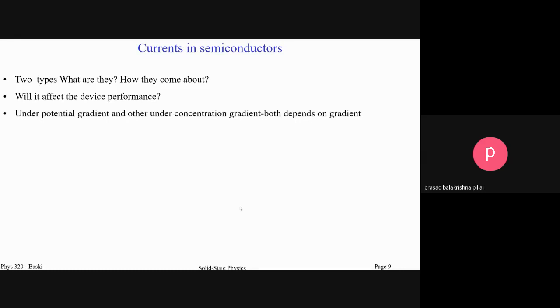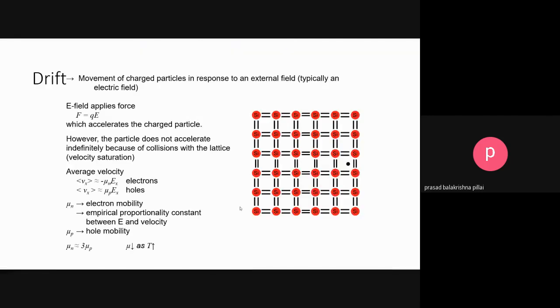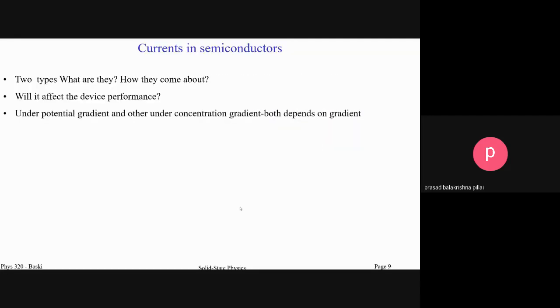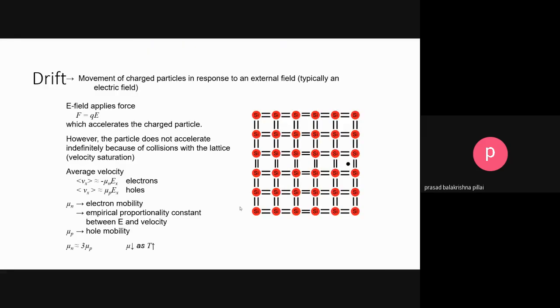So these two cases we generally consider. In one case you have a potential gradient, that means an electric field is applied. In the other case there is no need of any electric field; a concentration gradient is maintained, and then also there can be a current flow. So these are the two types of currents in semiconductors which we normally consider. The first one, under the influence of the electric field, is normally known as the drift current.